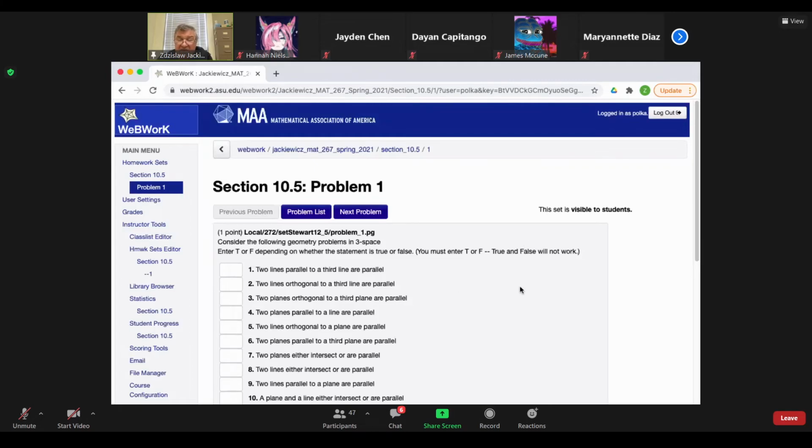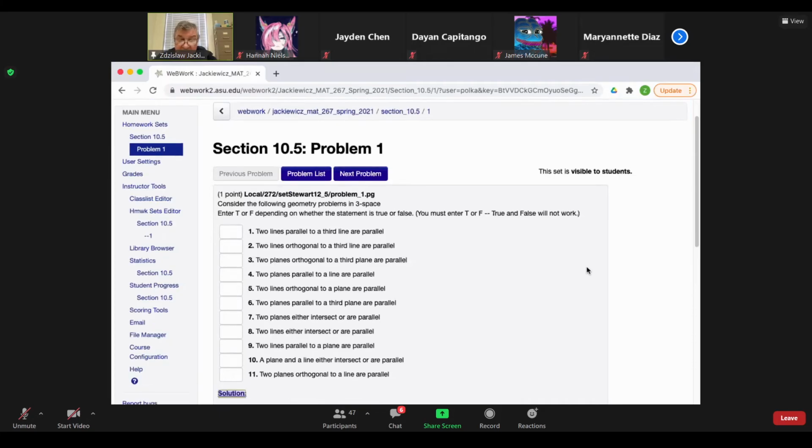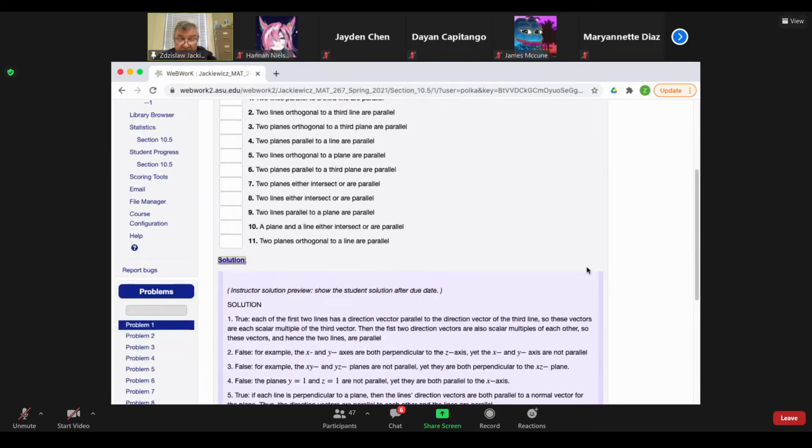Okay, again, you see, a lot of problems, but you just have to think a little. Two lines parallel to the third line are parallel. Yeah, probably yes. If you have two lines which are parallel to the third line, all of them have the same direction vector. So probably that's true. So the solution for the first one is probably true. Let's see. True, yeah.